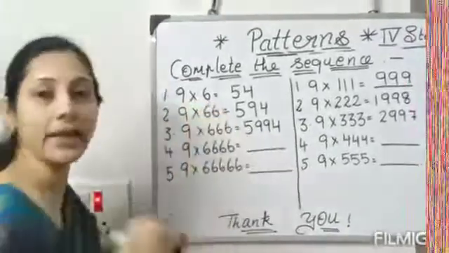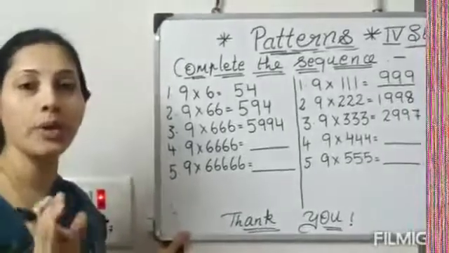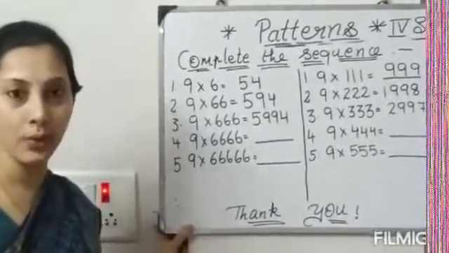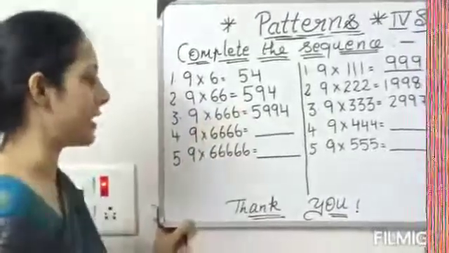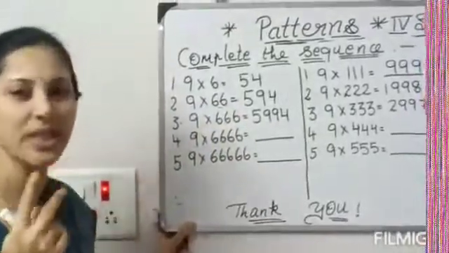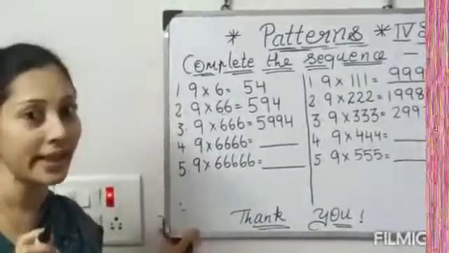First one is 9 into 6 is equal to 54. That you all know. 9 6s are 54. Okay. What is second one? 9 into 66. 2 6s. 2 6s, it is really a little bit difficult, right? So what is the technique here?